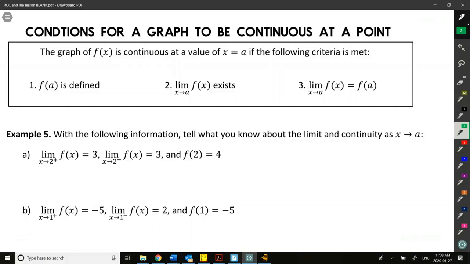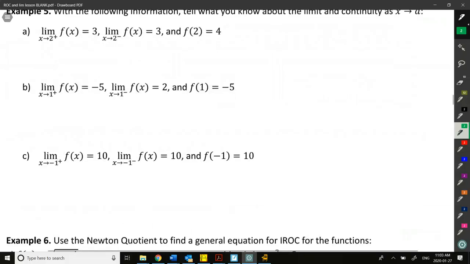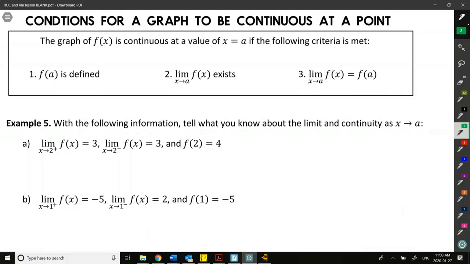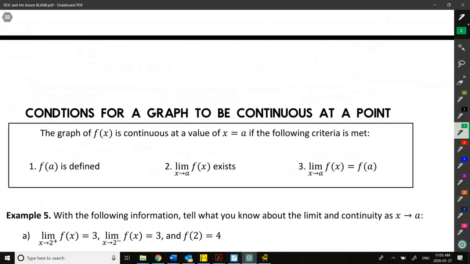Okay, so the last thing about limits before we move on to the Newton quotient, a couple examples for Newton quotient, are we can figure out if a graph is continuous. Firstly, what does it mean for a graph to be continuous? Does it keep going, basically?